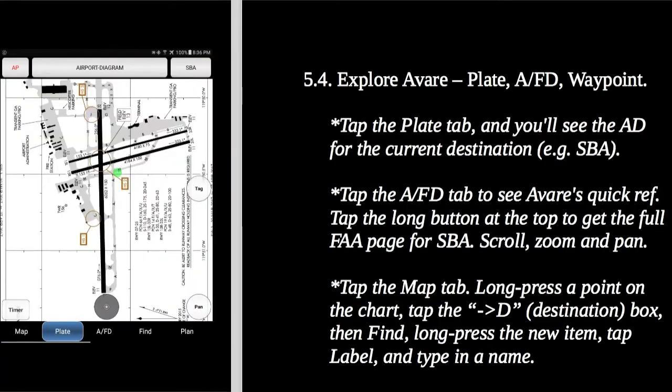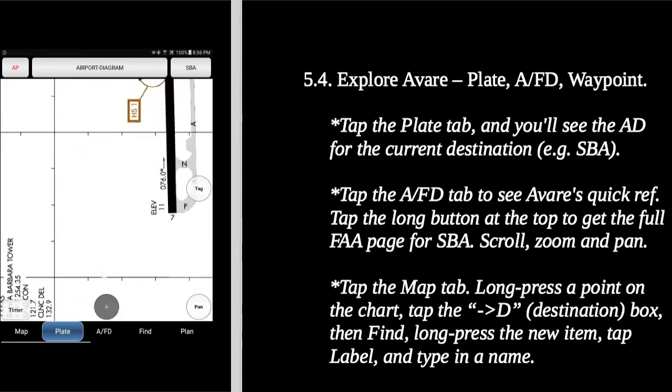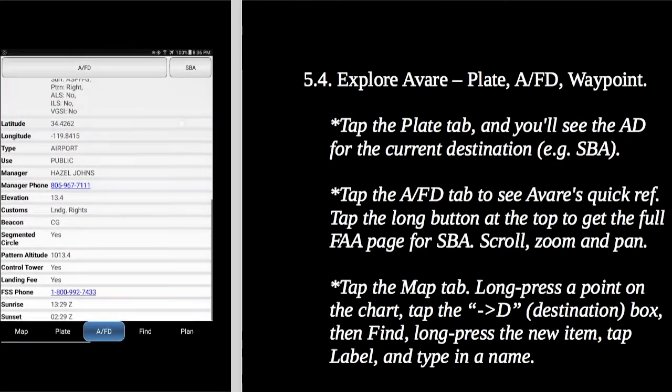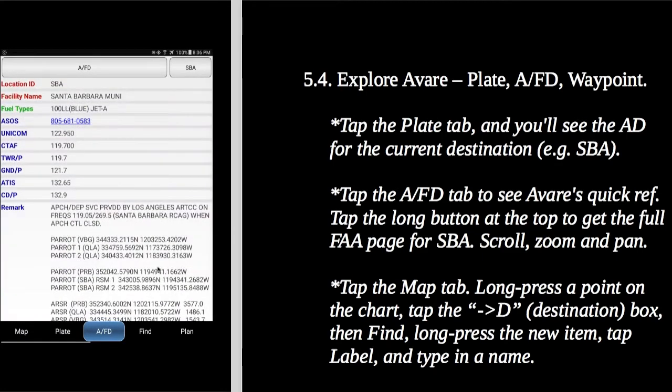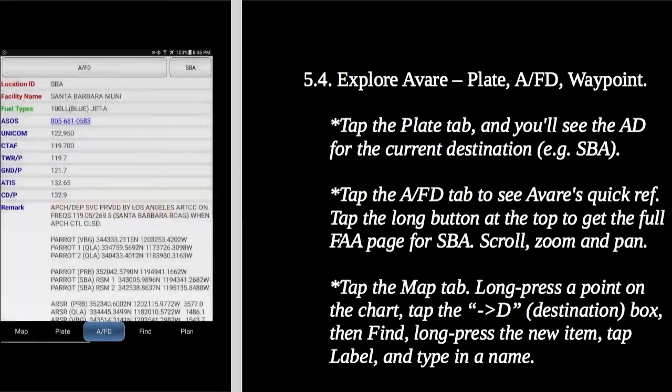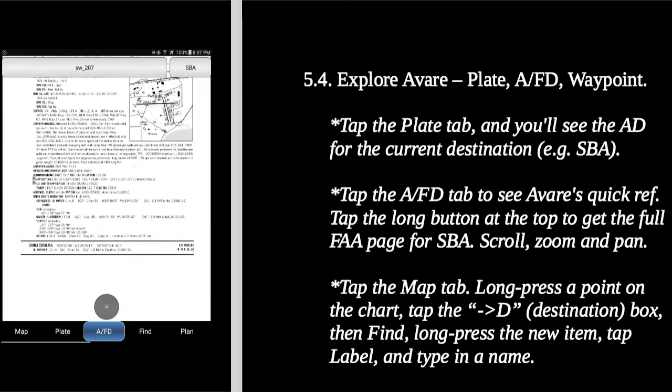With GPS on, there's a live taxi icon showing your position on the field. When you land, it can auto-switch to AD plate during rollout if you've set that option. It's handy being able to set and label waypoints anywhere, even by typing in the exact coordinates.